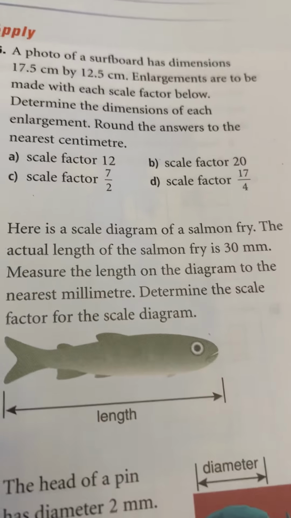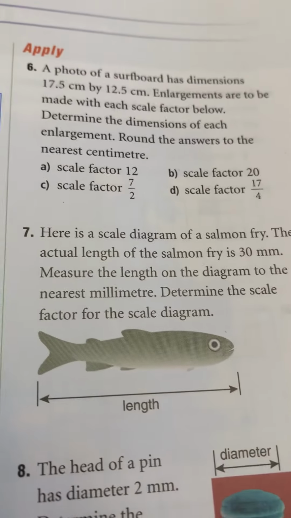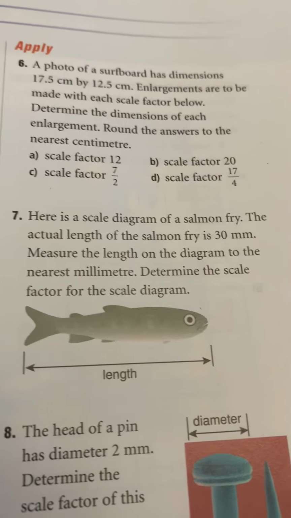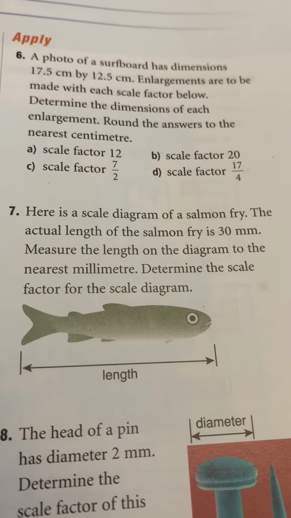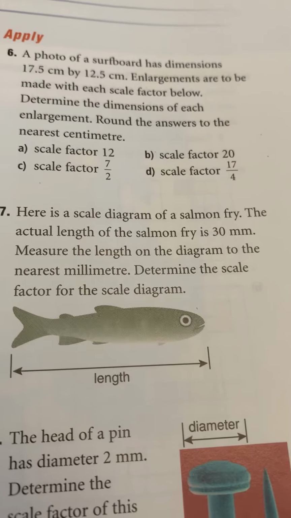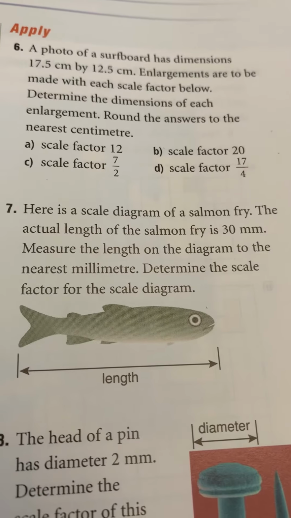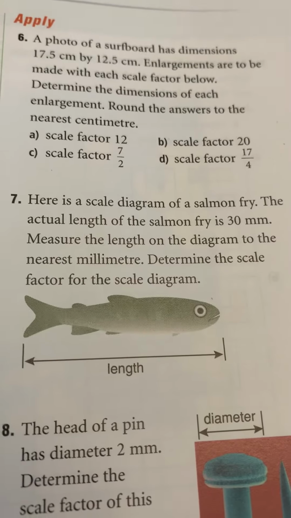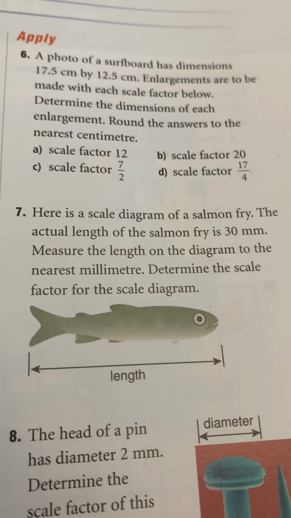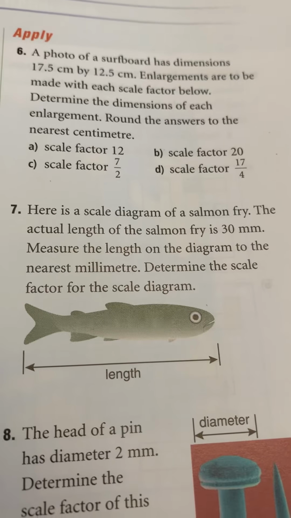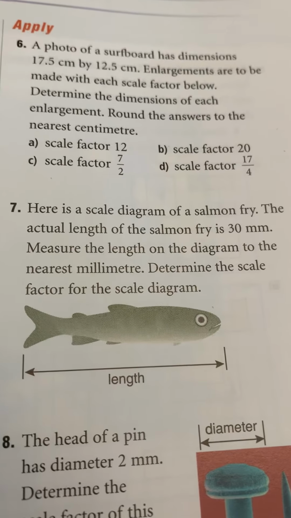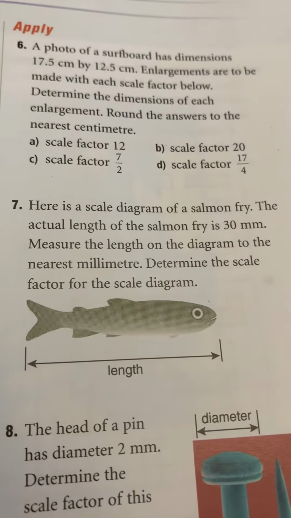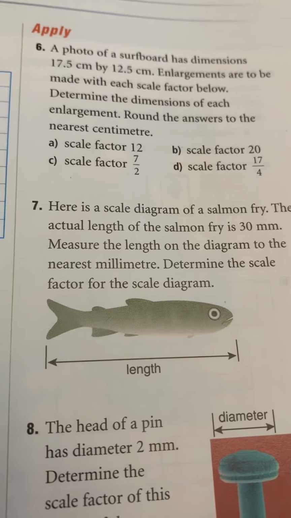Okay, question number 7. Question number 7, you actually have to use a ruler. So here's a scale diagram of a salmon fry, which means baby salmon. The actual length of the salmon fry is 30 millimeters, okay, actual length. So that's the original. The original little salmon that's swimming around is 30 millimeters. Measure the length of the diagram, so that's going to be our scale, to determine the scale factor. We're just going to figure out the scale factor.